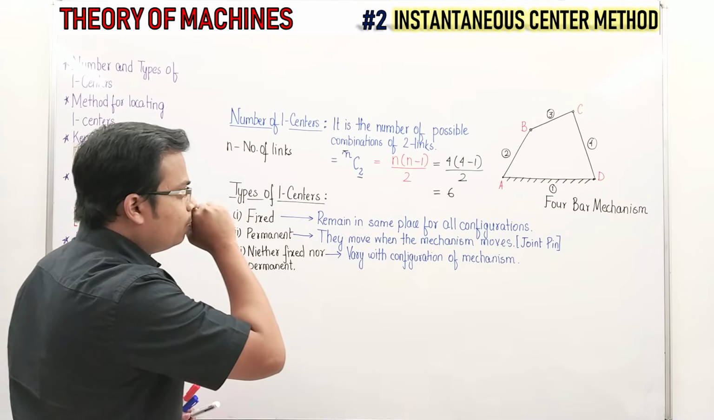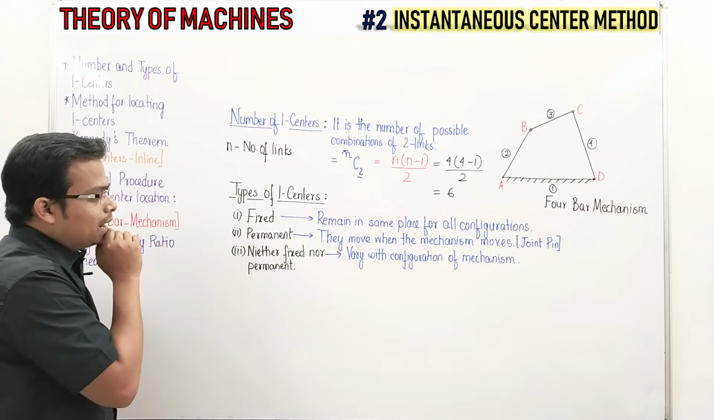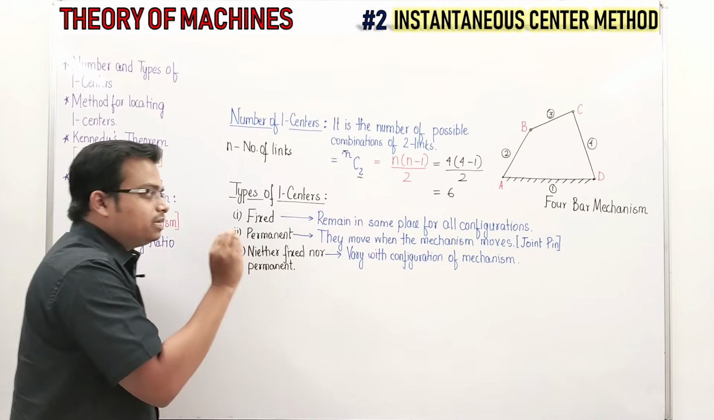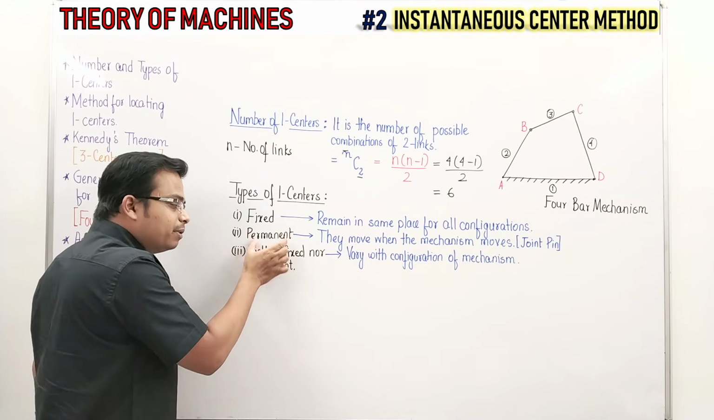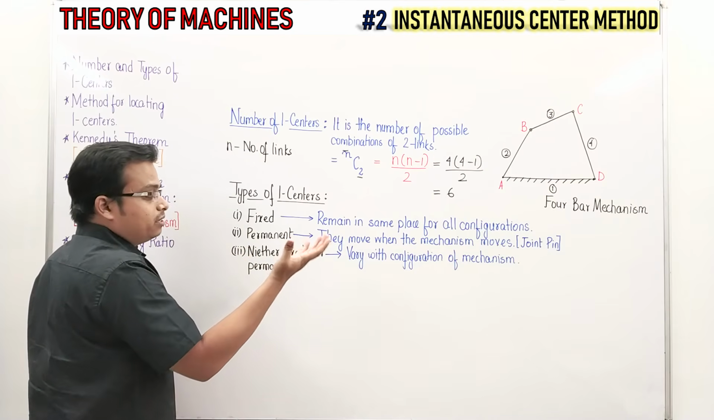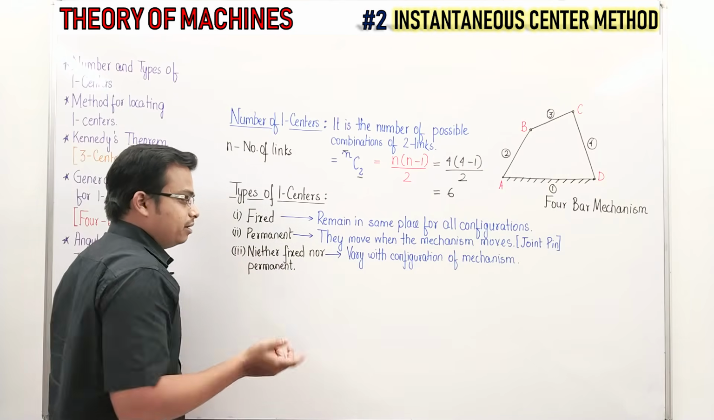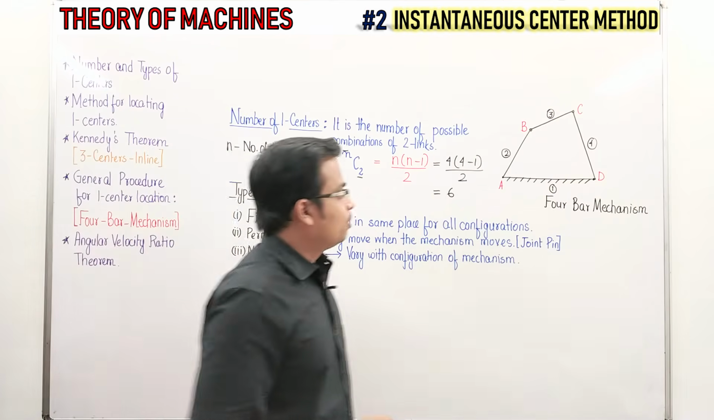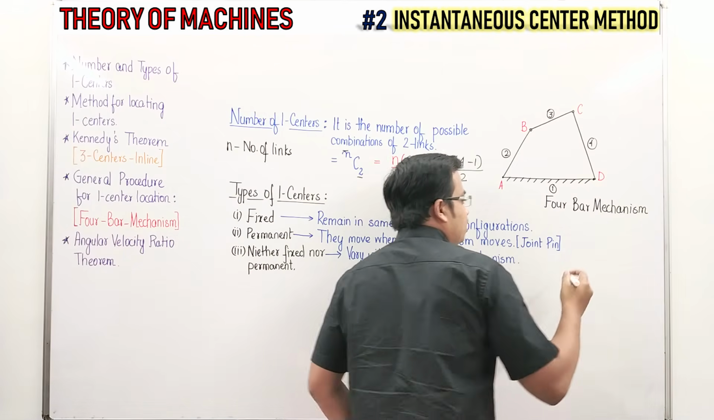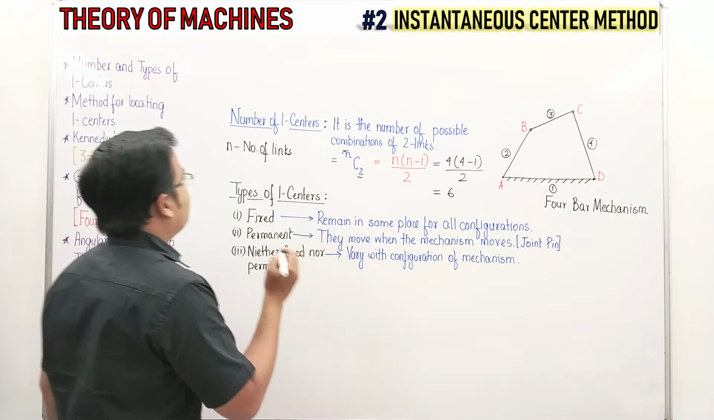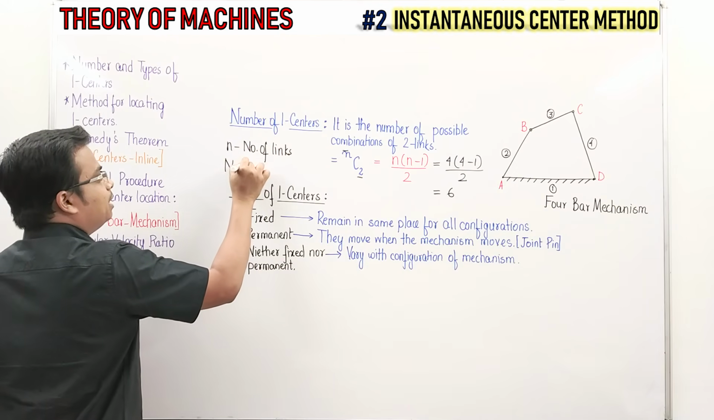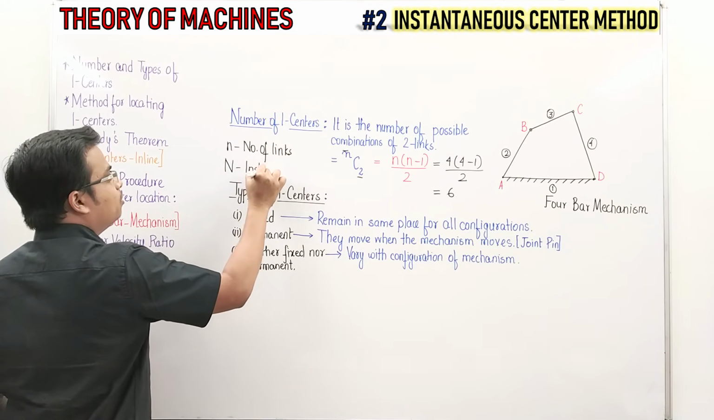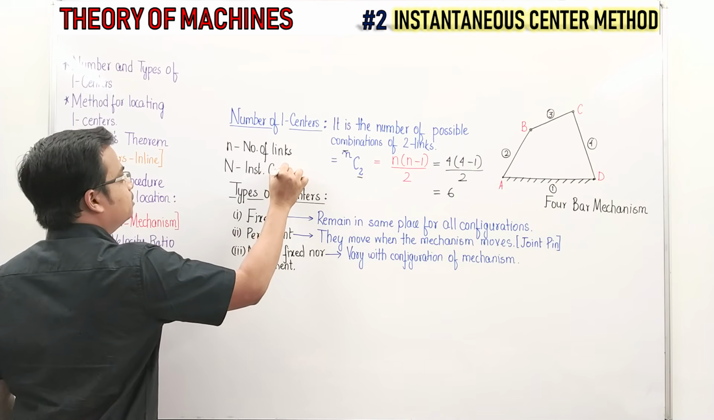And right now what I'll try to do is let you know which of those instantaneous centers come in the fixed category, which fall in the permanent category, and which do not fall in the first 2 categories, that is, the third category itself. So just take a look at this. By the way, let me make a protocol: small n is for the number of links, whereas capital N is the number of instantaneous centers.